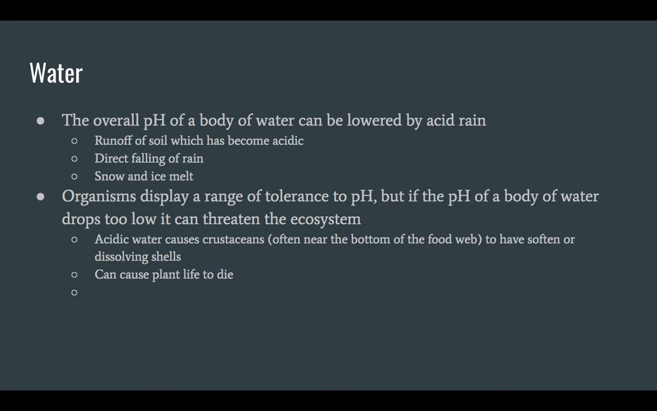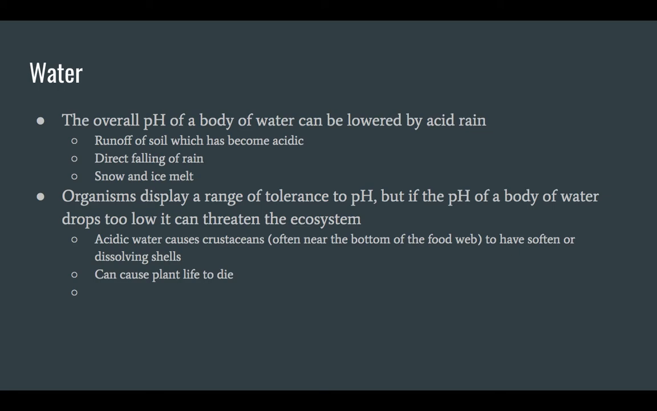And then we know water is stored every year in snow and ice. So during the summer, that snow and ice melts, and large amounts of that water then drains down a mountain and into lakes at the base of those mountains. These lakes in mountain ranges actually experience really acidic waters pretty frequently because there's so much snow melt feeding them, and it can be really acidic. The organisms there, just like we already said, display a range of tolerance to pH. So when the pH of the body of water drops low, it can threaten the ecosystem.